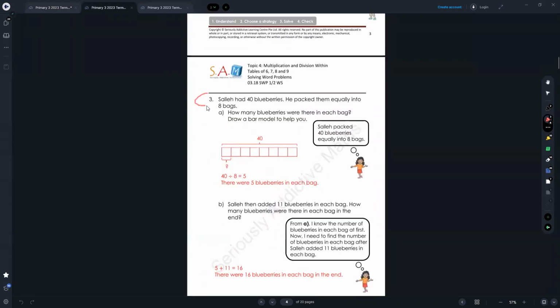Start by teaching question 3. Sally had 40 blueberries. She packed them equally into 8 bags. How many blueberries were there in each bag? Draw a bar model to help you.